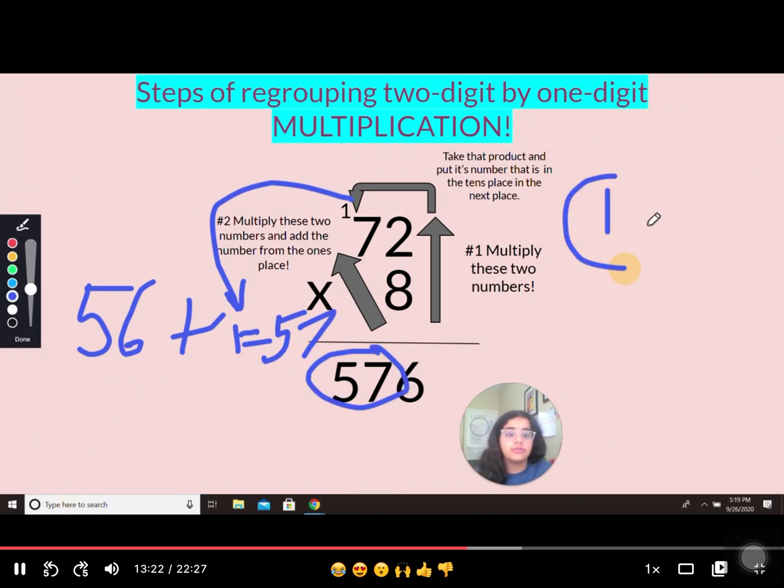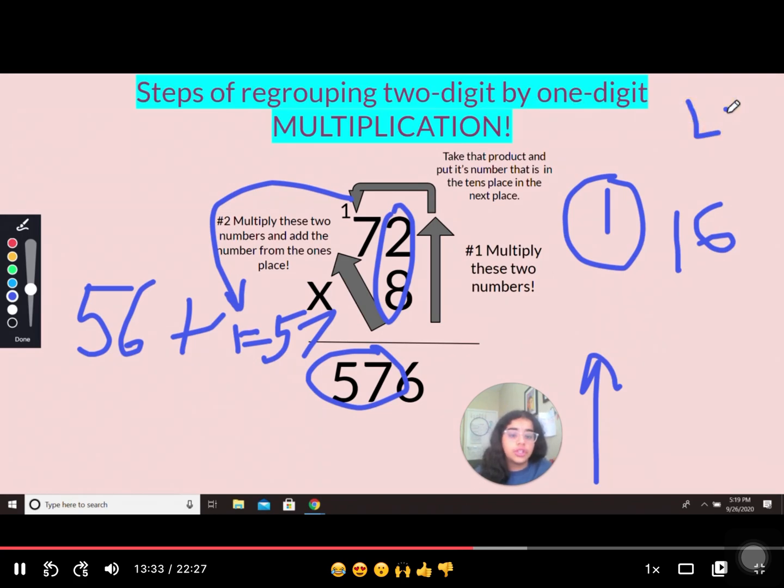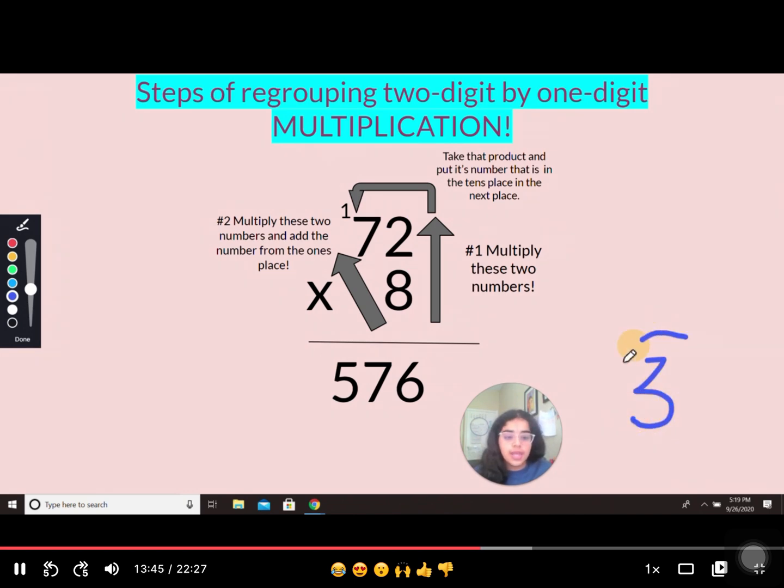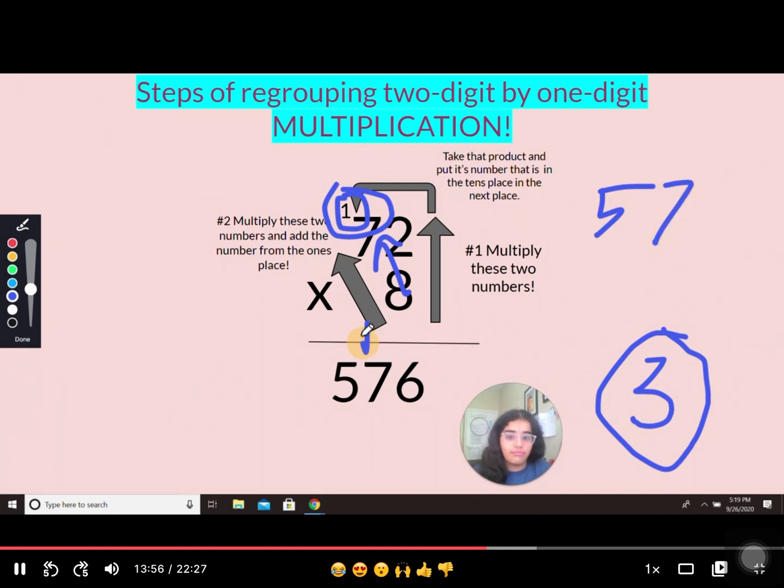So what's step 1? Say it out loud. It's 8 times 2 is 16 because we're multiplying the ones place. And since we have a 2-digit number, regrouping comes in, the left number goes up. The third step is to add that all together. So 56 plus 1 is 57. So I added it and I just put that down here. So my answer was 576.